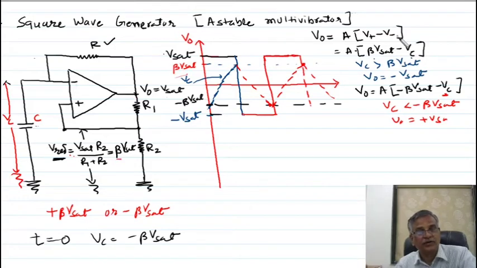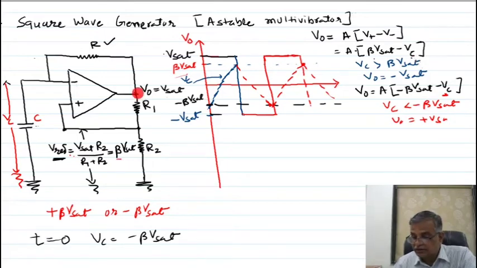Explanation of the working of the circuit. Let us suppose at t equal to 0, initially the output voltage is positive. If the output voltage is positive, the reference voltage is positive, beta V set. So I have written beta V set minus V, which voltage is this? This is the capacitor voltage, so that's why I have written Vc.